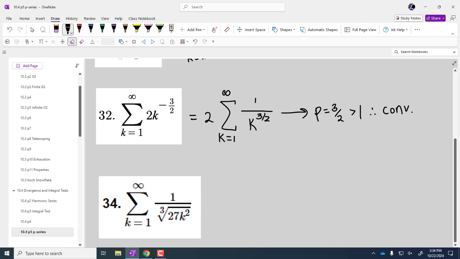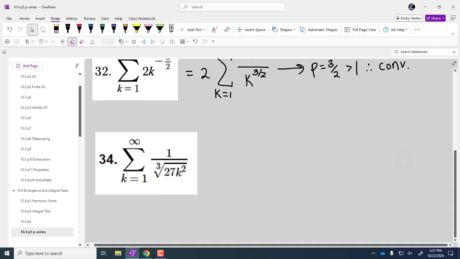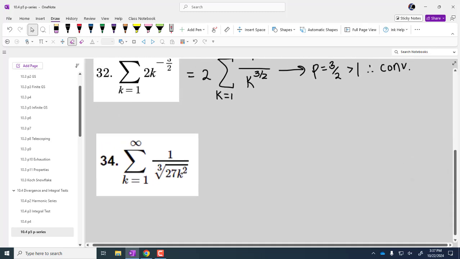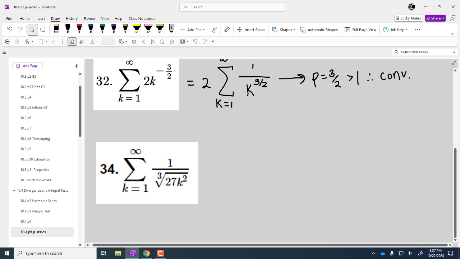What did you write P as originally? 2/3, yeah. When it goes down into the denominator, it just changes the sign. You don't have to flip the fraction. Wait, would that be 27?